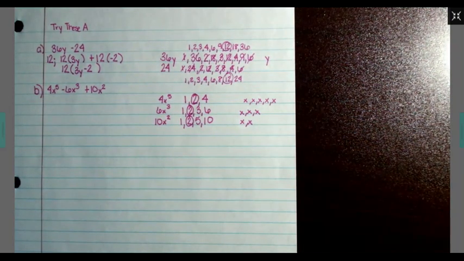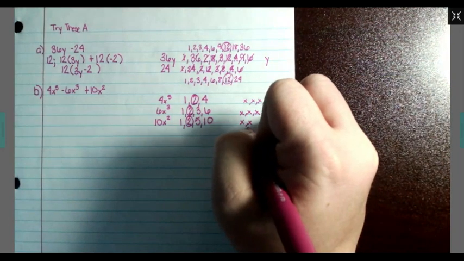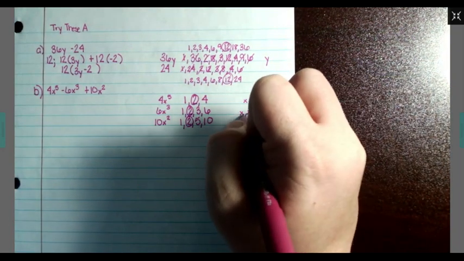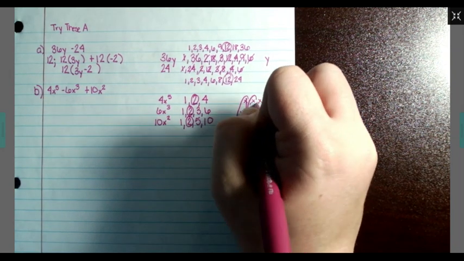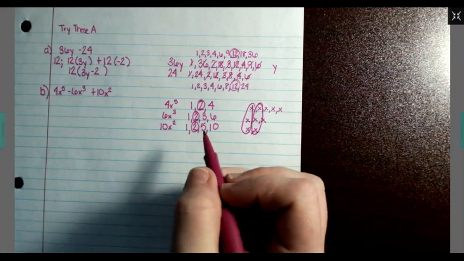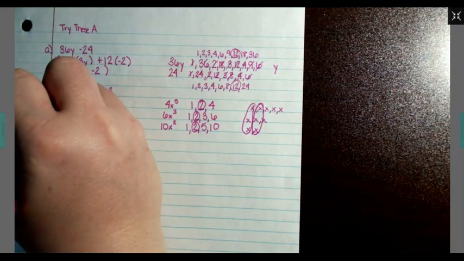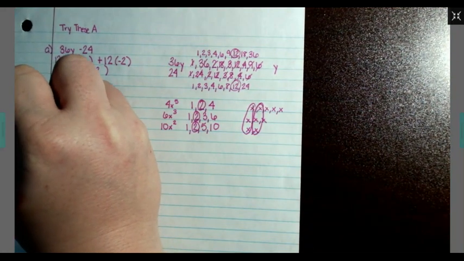Now, I noticed that every single one of them has the same variable. Let's find out how many of each variable there are. I got 2 here, I got 3 here, and I got 5. So the greatest number of x's I can take out of all of them is 2. So my greatest common factor would be 2x squared.